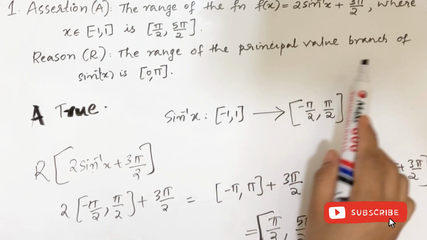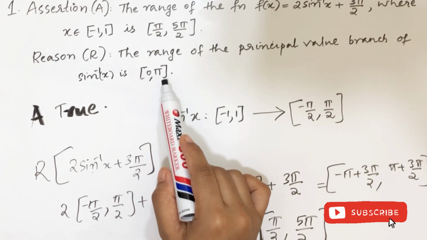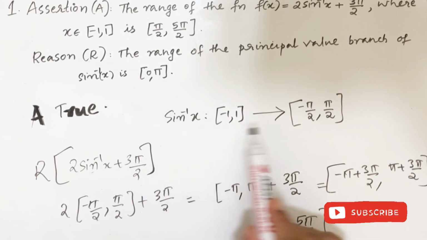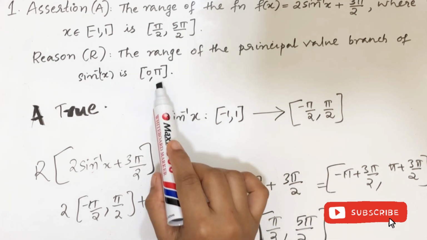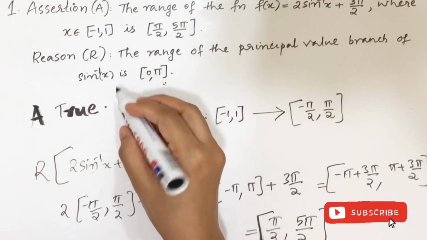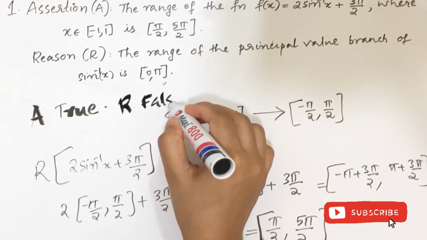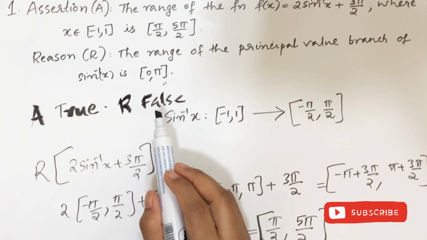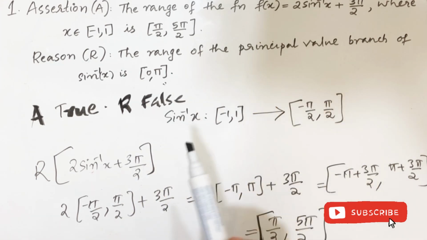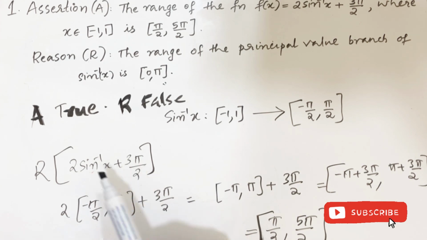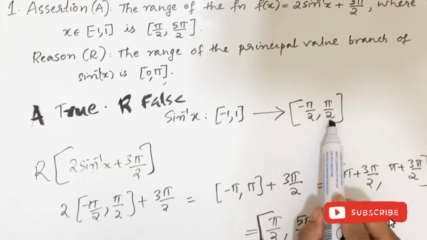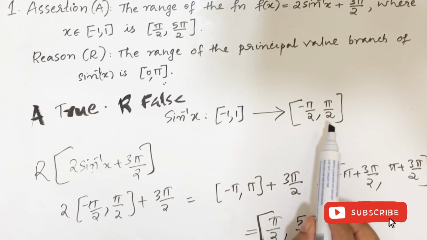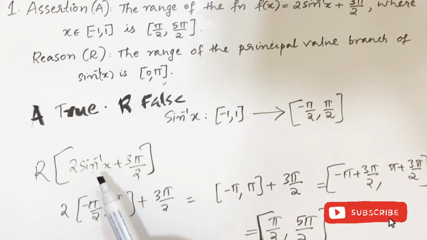Next we can go to the reason. The range of the principal value branch of sine inverse x is 0 to pi. We already discussed the range is minus pi by 2 to pi by 2. Here given 0 to pi, it is wrong. So reason is false. Assertion is true and reason is false. Hope all of you understand this question. You have to find the range of function 2 sine inverse x plus 3 pi by 2. We know the range of sine inverse x is minus pi by 2 to pi by 2. Okay, that is there in your textbook. So you can add this, you will get it as pi by 2, 5 pi by 2. So assertion is true and the reason is false.